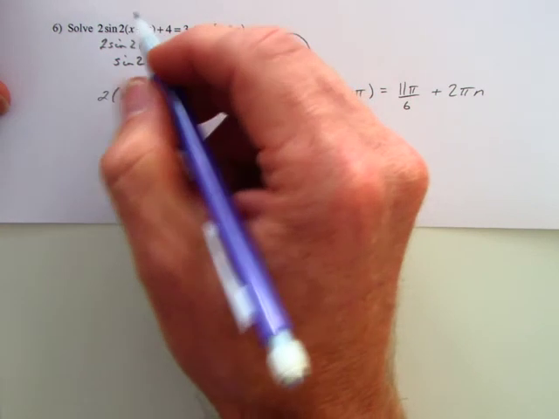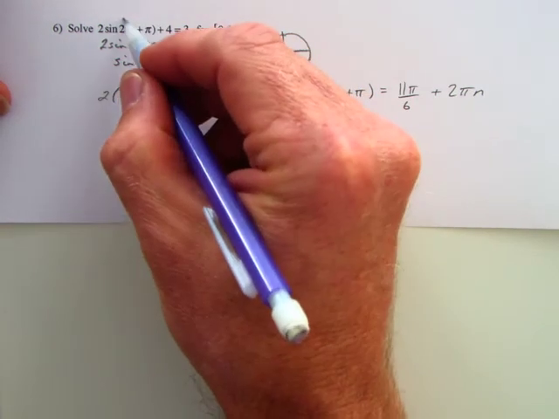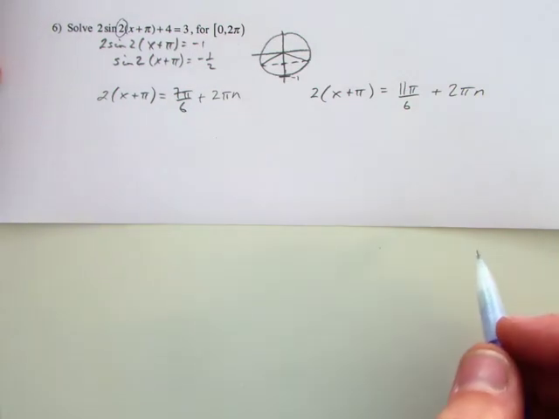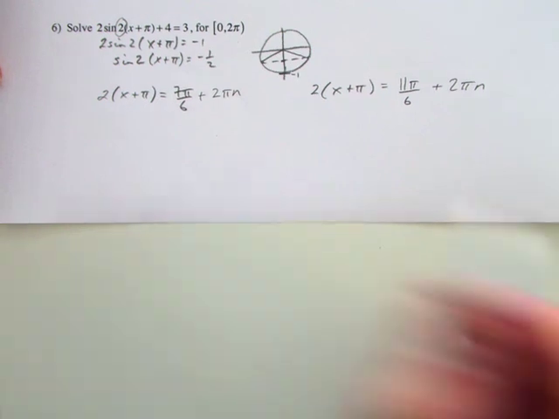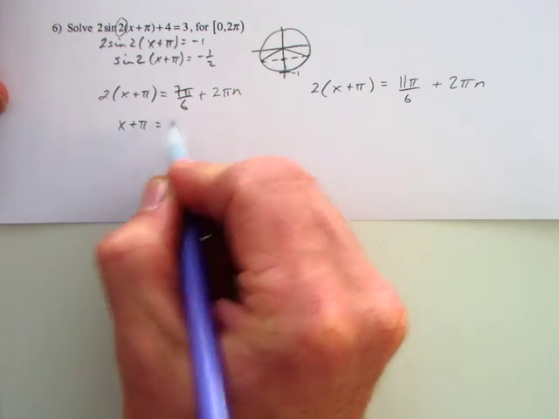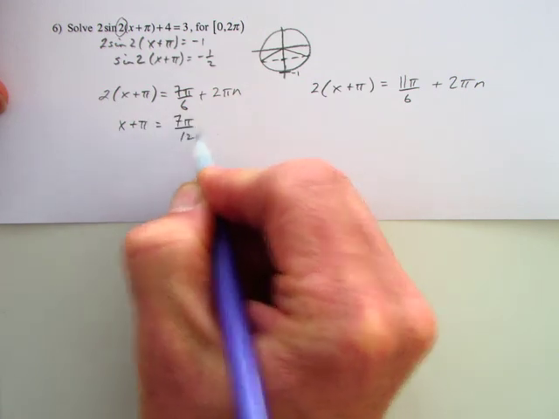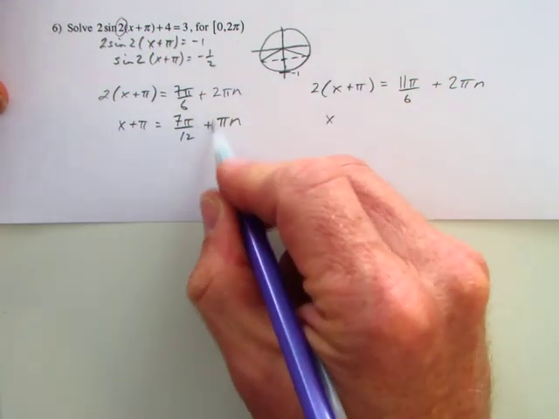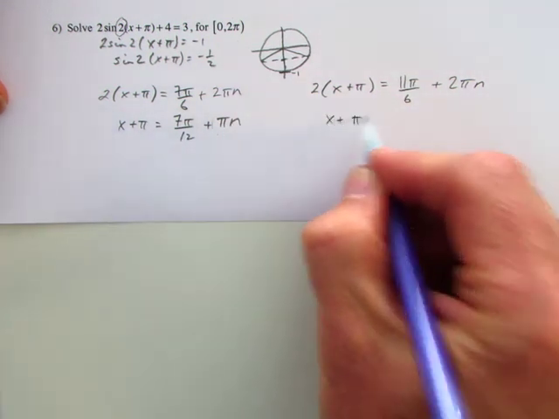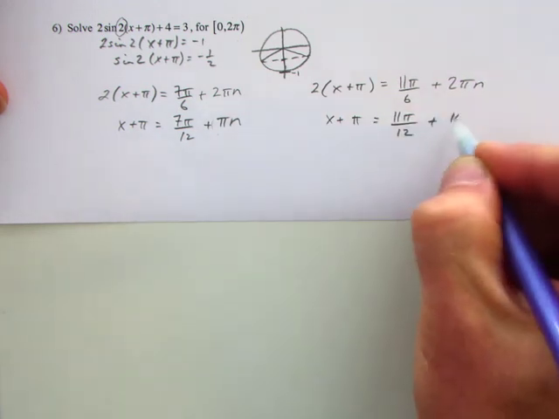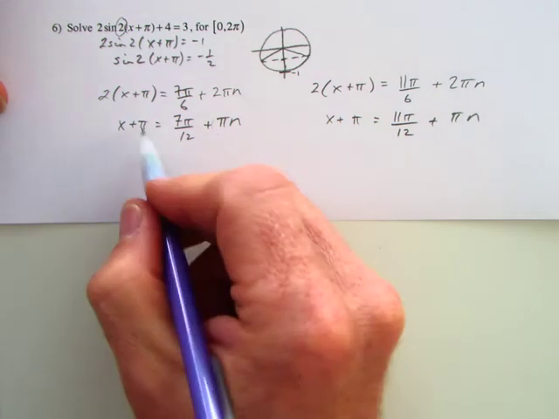One way to recognize that from the beginning is this 2 right there changes the period of the function. It is no longer 2 pi, but when we divide by 2 here, we'll say x plus pi equals 7 pi over 12 plus pi n, which this number here is the period. Now we'll subtract the pi.